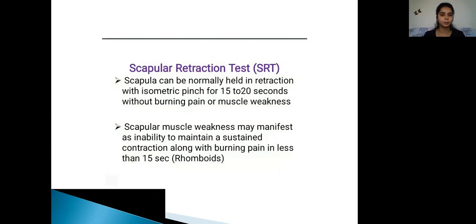Then we have the scapular retraction test, where the patient is told to retract both scapulae for 15 to 20 seconds without any burning pain or muscle weakness. If scapular weakness is there, it may manifest as inability to maintain a sustained contraction, and there will also be burning pain associated with it.